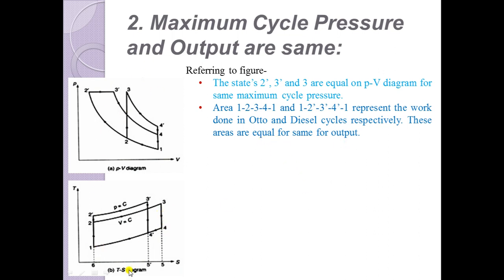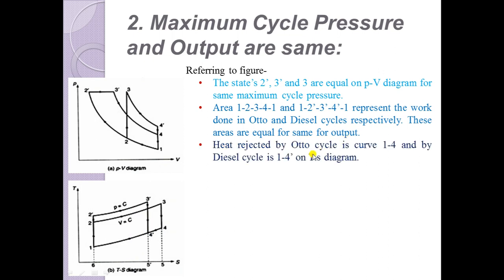For example, if you measure the area 6, 1, 2, 3, 4, 5 and 6 of this cycle, and if you measure the area 6, 1, 2 dash, 3 dash, 4 dash, 5 dash and 6, both the areas will be the same. For that reason, you can say they are the same for output.